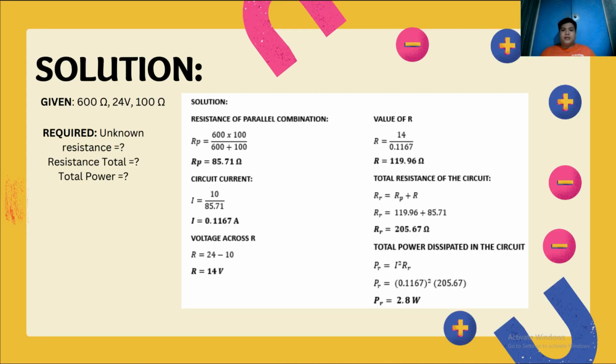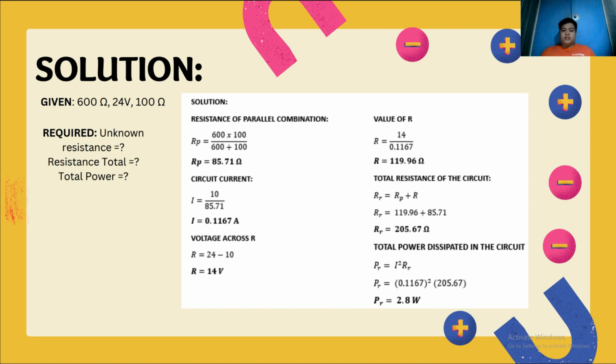This is our problem in series parallel circuit. In the circuit below, find the value of unknown resistance R, and also determine the total resistance of the circuit and total power dissipated. It's given that the voltmeter shows a reading of 10 volts. Now, the solution is, first, write the given. The given is 600 ohms, 24 volts, and 100 ohms. The required for this solution is total resistance and total power.